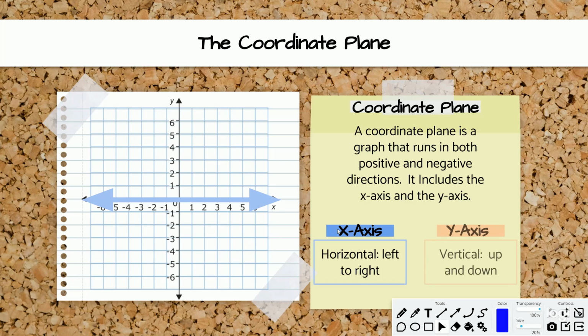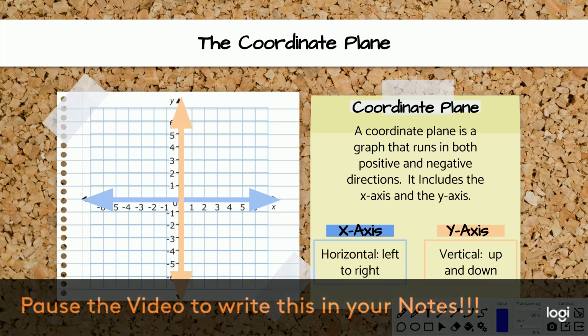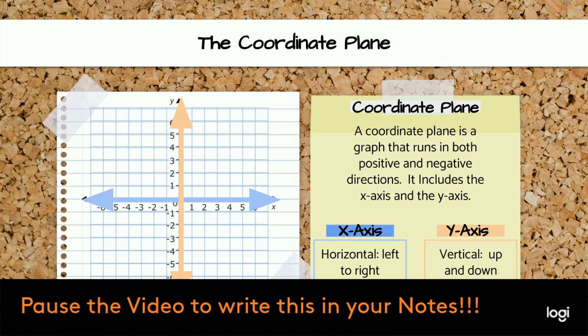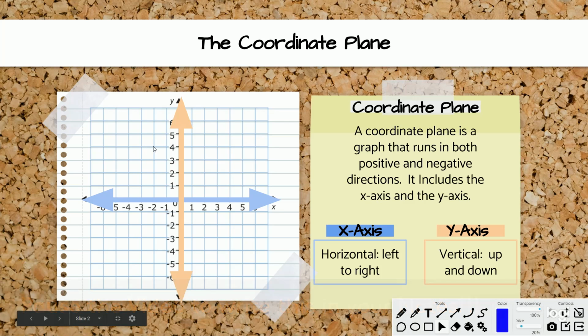And then we have the y-axis, which runs vertically up and down, and we have the positive numbers up on top and the negative numbers down below. So please pause the video here to take notes if you need to. I'll show this on the bottom of the screen to tell you when to pause. So pause and write this down. If you need to draw a picture, feel free to draw this picture as well.